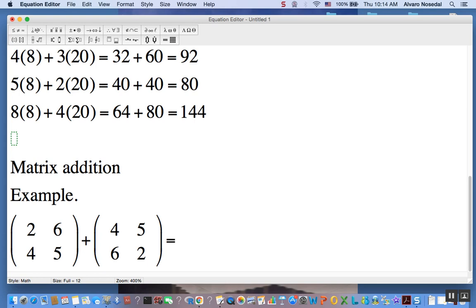Now let me remind you how we carry out matrix addition. It's rather simple, really, if you remember. The only thing that we're going to be doing is adding the corresponding elements in the matrices. For instance, the first element, the one located in the first row, first column, plus the corresponding element at the same location. So it's going to be 2 plus 4, which is 6. We do the same with the other ones: 6 plus 5, 11. 4 plus 6, 10. And the last one, 7. Easy.